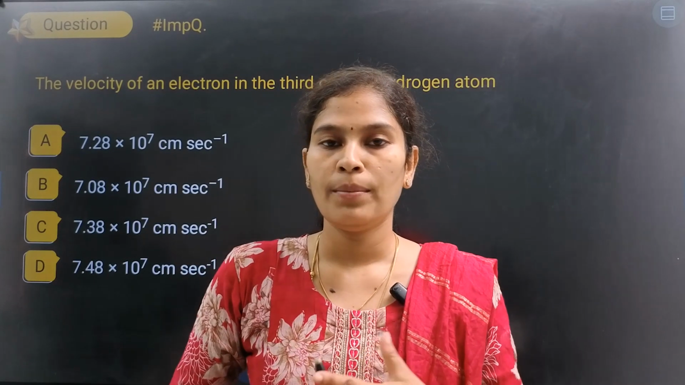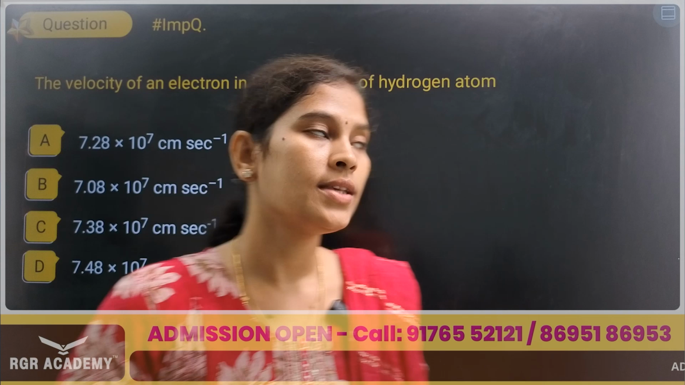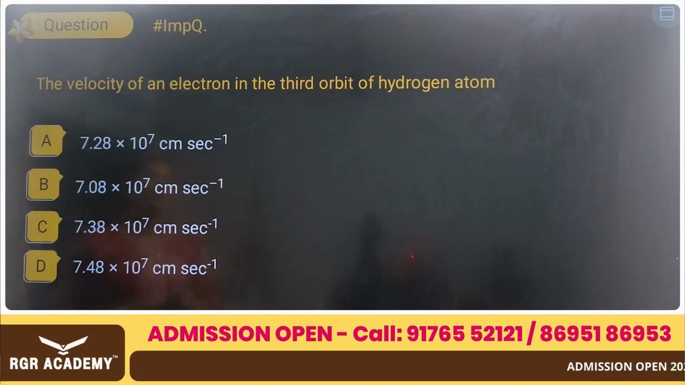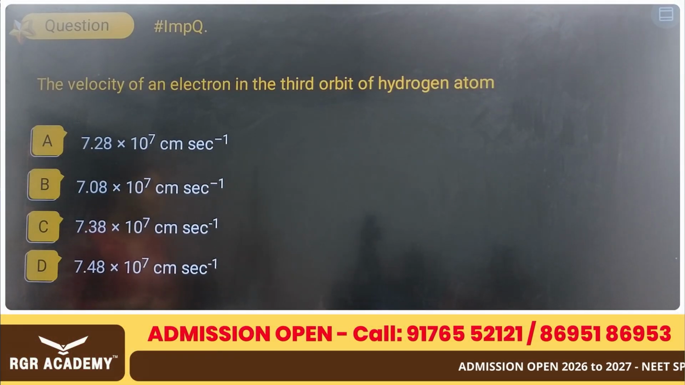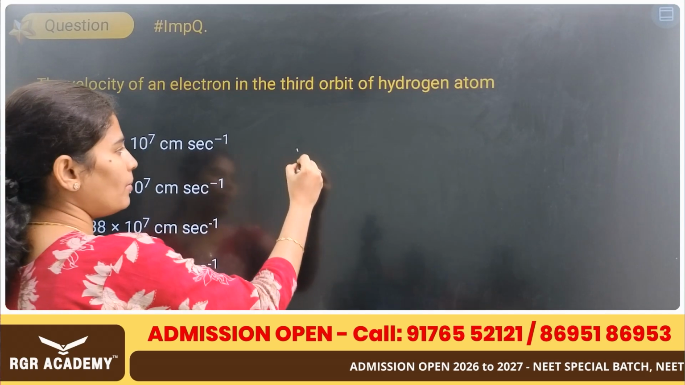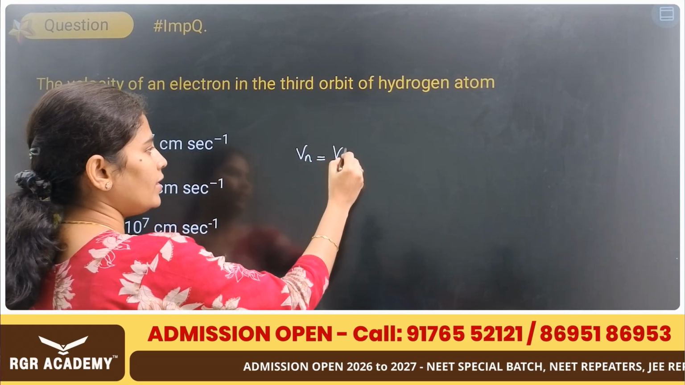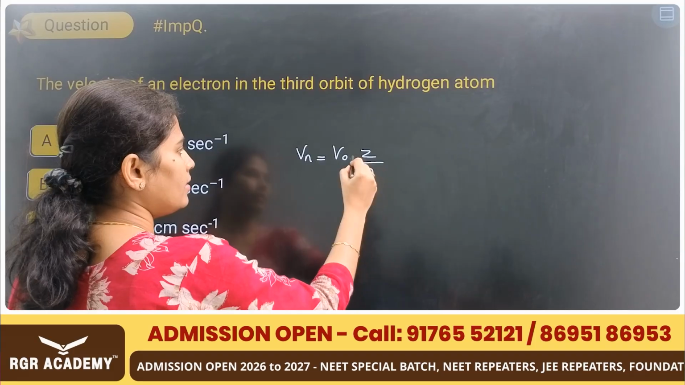Important questions from Bohr's model. The first question is the velocity calculation: velocity of electron in the third orbit of hydrogen. So what is the formula first? Vn = V naught Z by N is the formula.